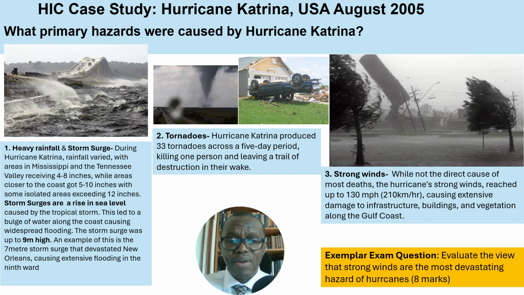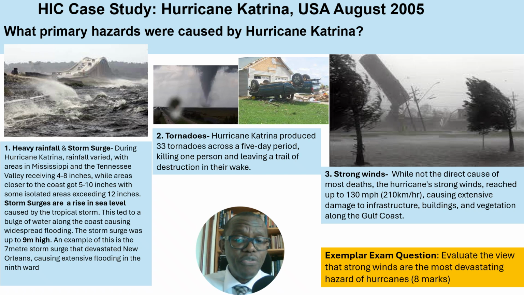And then the third primary hazard was strong winds. Now, whilst strong winds are not normally a direct cause of most deaths, they actually reached speeds of up to 130 miles per hour. That is pretty intense. We said in the previous slide that a category 3 hurricane has winds between 119 and 129 miles an hour, so that's what is being reported here as well.